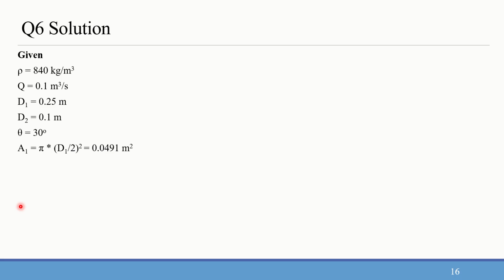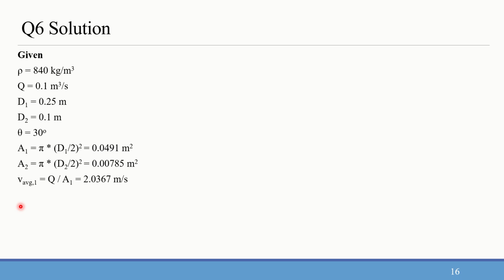Next, we have to calculate the cross-sectional area at the outlet. Value wise it is 3.14 divided by 4 into 0.1 square, which we calculated in the previous steps as well. So it is 0.00785 meter square. So we have calculated area 1 and area 2, that is the inlet cross-sectional area and the outlet cross-sectional area.